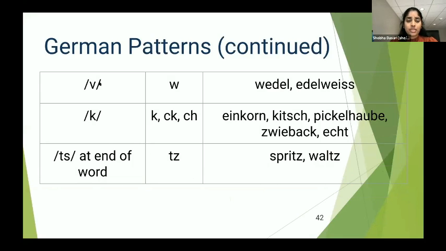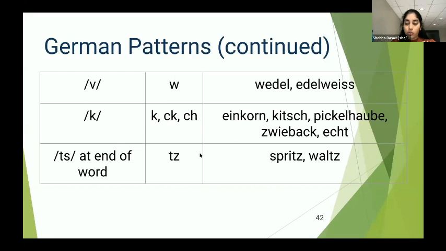Then for the V sound in German, it's spelled with a W, which can get kind of confusing. This word would be pronounced Wedel, and then this word would be pronounced Edelweiss. So it's a V sound, but it's spelled with a W. And then the K sound in German can be spelled with a K, a CK, or a CH.